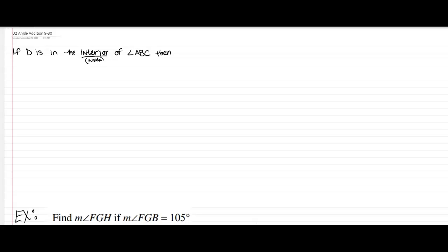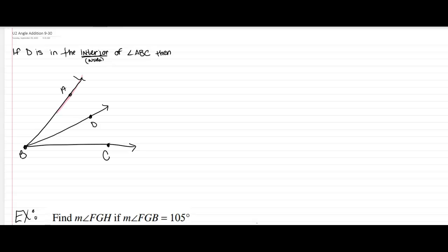In this lesson, we're going to be using the angle addition postulate and angle bisector. So if we had a situation where D is in the interior of angle ABC, let's go ahead and draw that first. We have angle ABC, and then we have D in the interior.